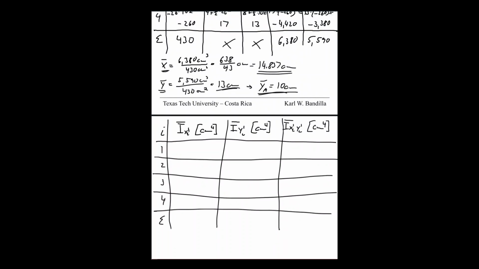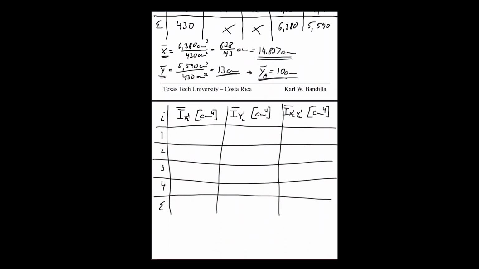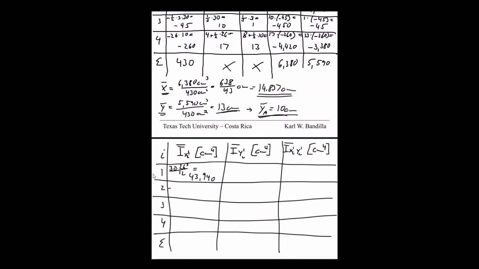All right, let's start with the first one, right? Had a width of 30 and a height of 26. So 30 times 26 to the third power divided by 12 is 43,940. The next one again is negative. This is a triangle now, so we'll divide by 36.